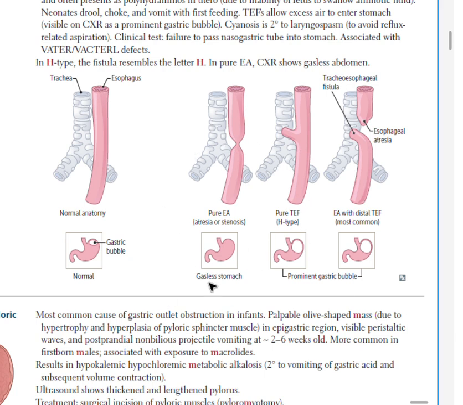So in the pure one, you have a gasless abdomen. In the other two, you have a prominent gastric bubble. So whenever you have gas in the stomach, you'll see a tracheoesophageal fistula. Whenever there's no gas, you're going to see a pure esophageal atresia. This is where both sides are blind, right?